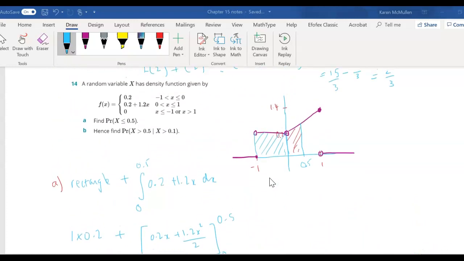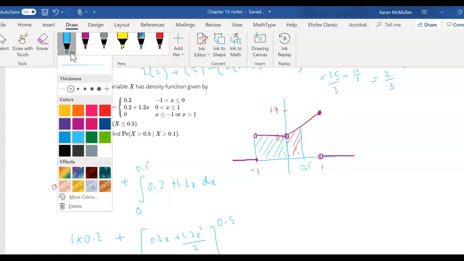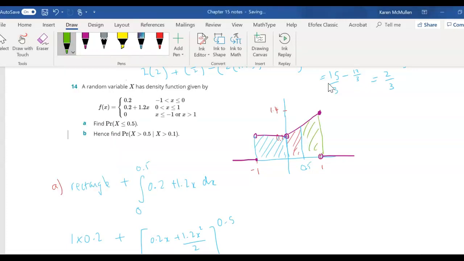Okay, so that was the area under there. You could have also done 1 minus the area that we didn't want, which in hindsight may have been a bit easier, but it wasn't too hard what we just did. So 1 minus this green area if we wanted to.